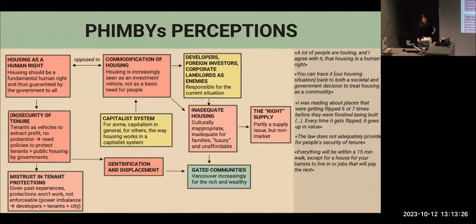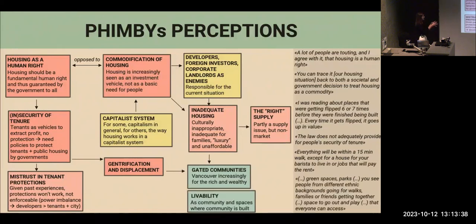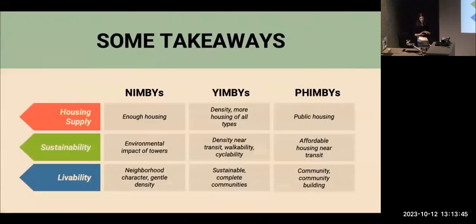Together with the inadequacy of existing housing, this makes Vancouver, and especially the Broadway Plan neighborhoods, gated communities for the wealthy, where other people cannot really live and build community. For FIMBYs, livability is really reflected in community and accessible spaces where this community can be built. So just to summarize some final takeaways: as you probably noticed, housing really took center stage in this debate, although the Broadway Plan is about other goals.